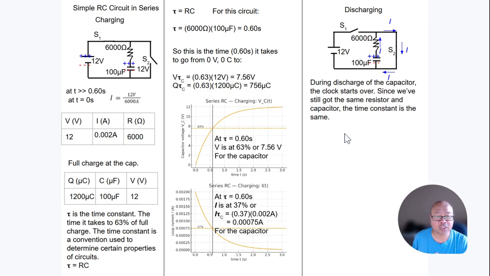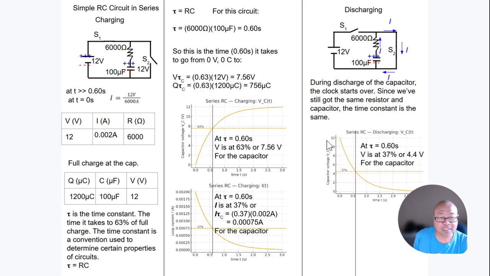So during discharge of the capacitor, the clock starts over. It's like we start the clock over. Since we still have the same resistor and capacitor, the time constant is the same. All right, so what we'll notice here is that at the time constant, 0.60 seconds, the voltage is 37% or 4.4 volts for the capacitor. Okay. And that's the voltage, again, at the capacitor.